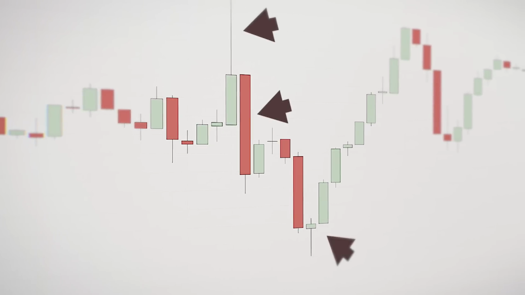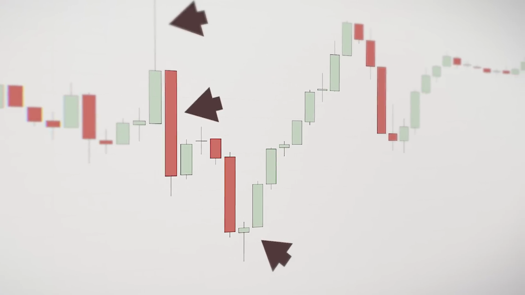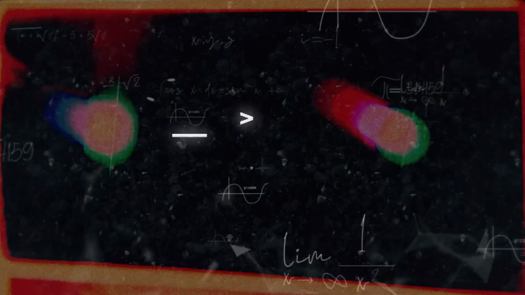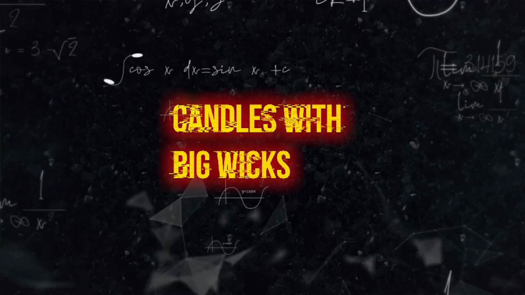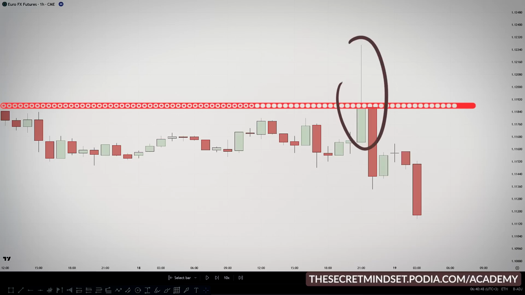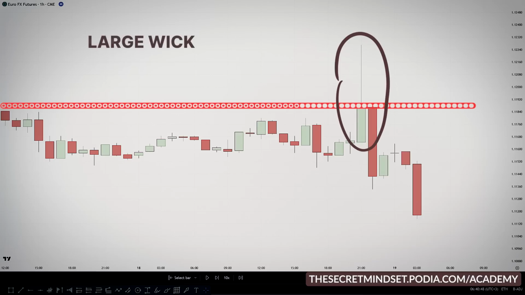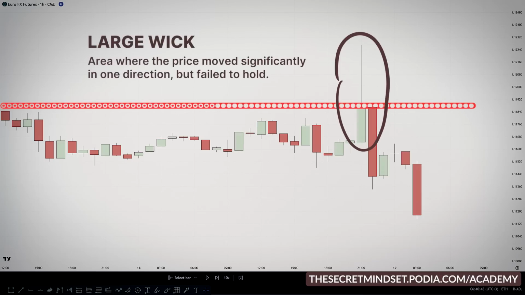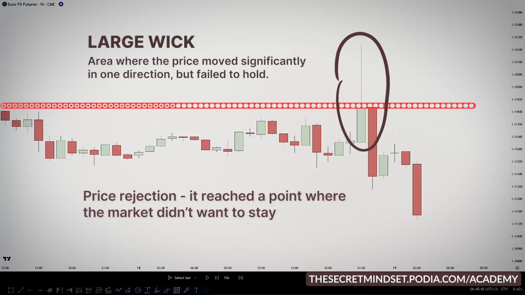So let's talk about it. These are the most common manipulation candles. Candles with big wicks are some of the most deceptive and manipulative tools used in the market. At the core, big wicks represent areas where the price moved significantly in one direction but failed to hold. The long wick shows price rejection, meaning it reached a point where the market didn't want to stay.